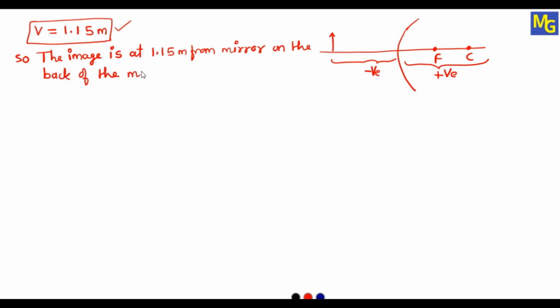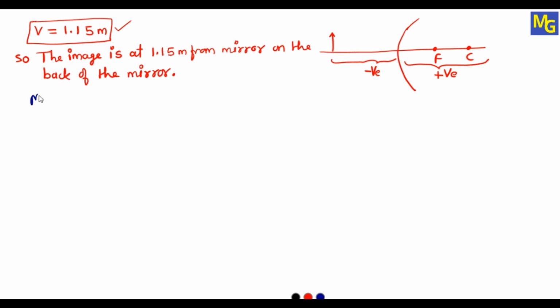So here we got the position of our image. Now we are going to see the size and nature, and for the size and nature we have to find out magnification. So we will use the magnification formula. So what is our magnification?